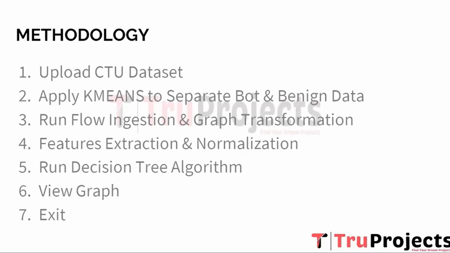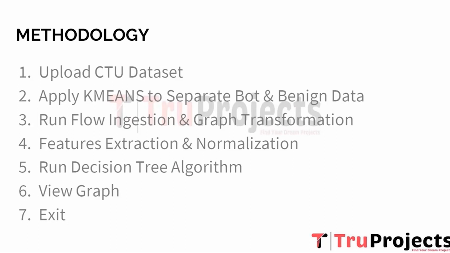Third, run flow ingestion and graph transformation. After the data has been separated into clusters, the flow ingestion and graph transformation step involves converting the traffic data into a graph-based representation. Each node in the graph represents a specific network entity, for example, an IP address, user, or device, and edges represent interactions or connections between these entities. This graph-based representation allows the system to model the complex relationships and interactions within the system, enabling more sophisticated analysis and detection of potential bot behavior.